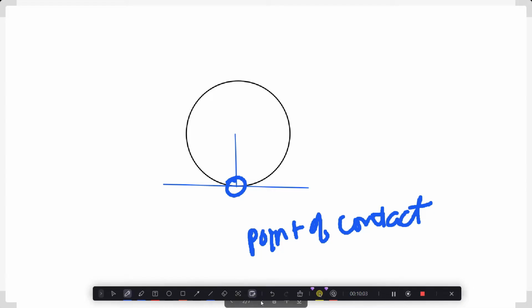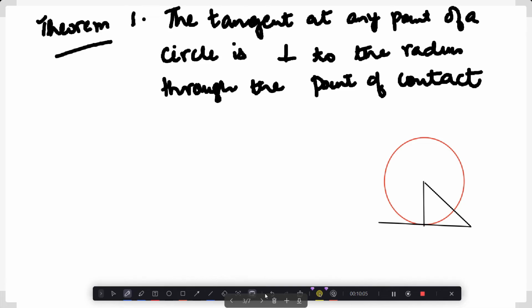So this brings us to our theorem, theorem 1, that the tangent at any point of a circle is perpendicular to the radius through the point of contact. So this is the point of contact. They are saying that this is perpendicular. The theorem says that this is the case.